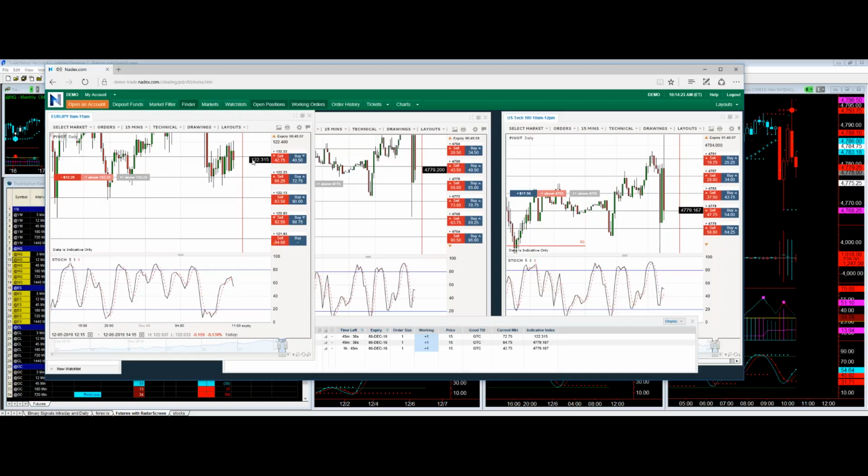And this one has about a minute left in it. And I really do want it to close below 33.